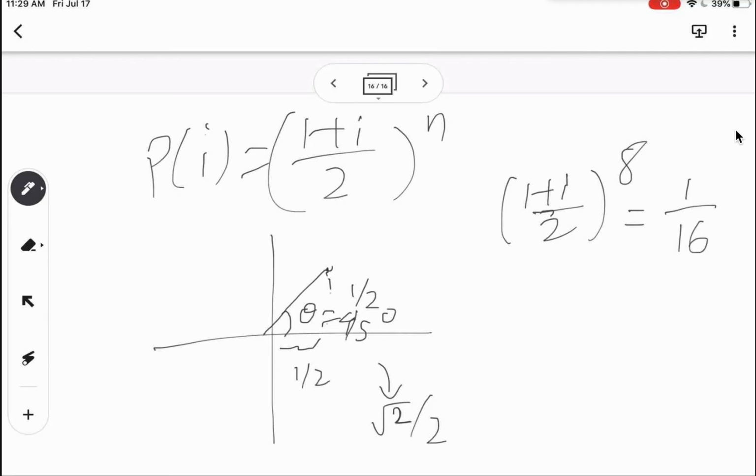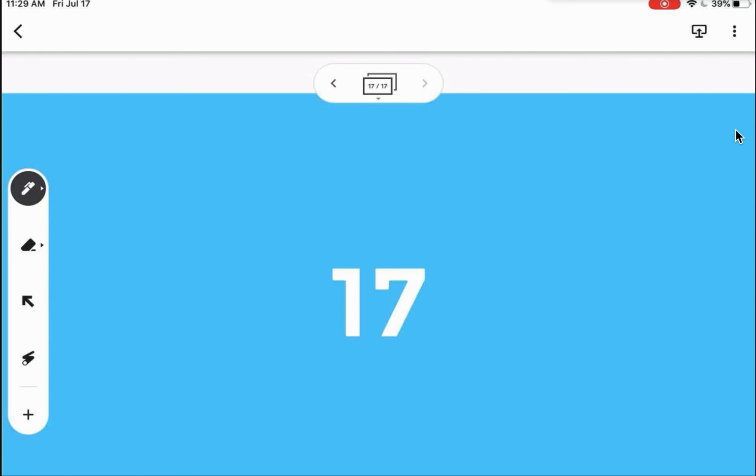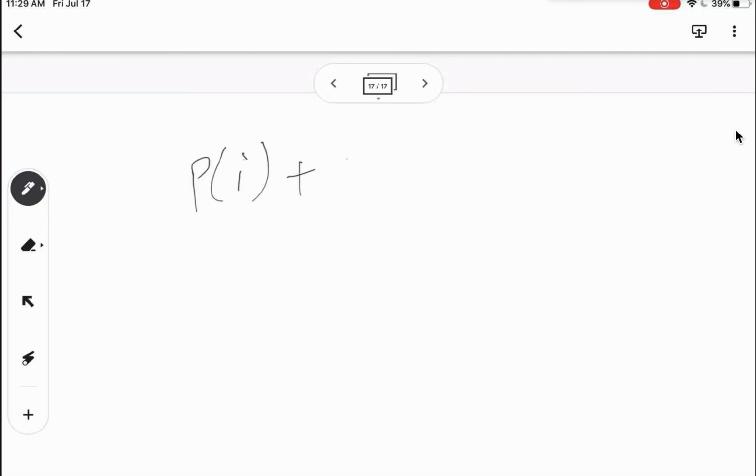Of course, p of negative i would be similar, so (1 minus i over 2) to the 8th equals 1 over 16. So we really only need to look at p of i in terms of n mod 8, because every time n increases by 8, we just multiply by 1 over 16. That's pretty easy to calculate. If you have a specific value of n, you could evaluate this term. And actually, p of i plus p of negative i should be real.